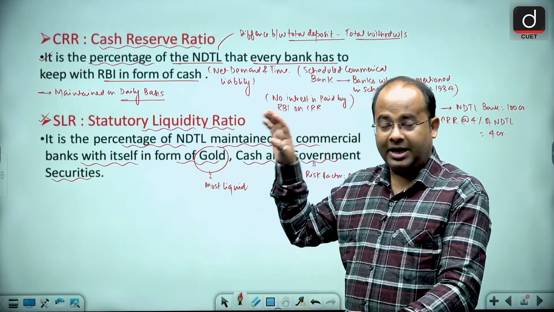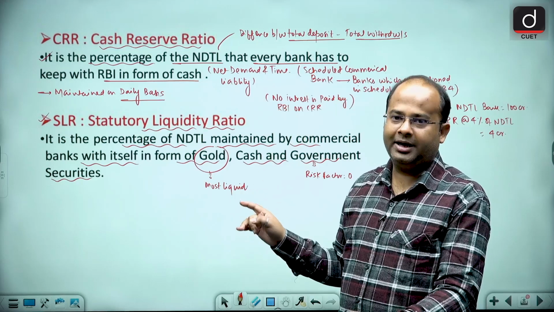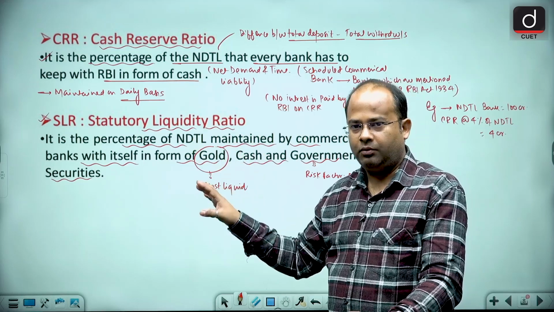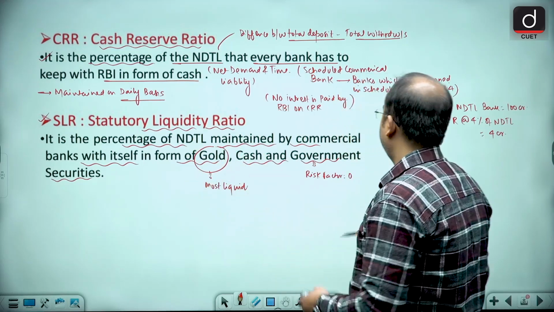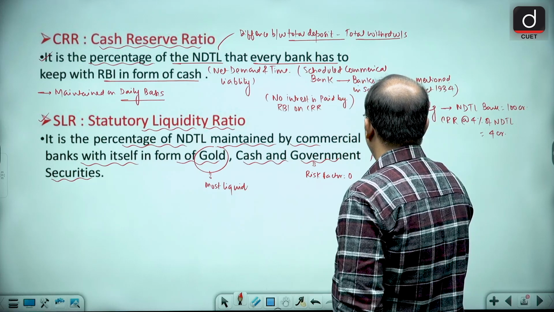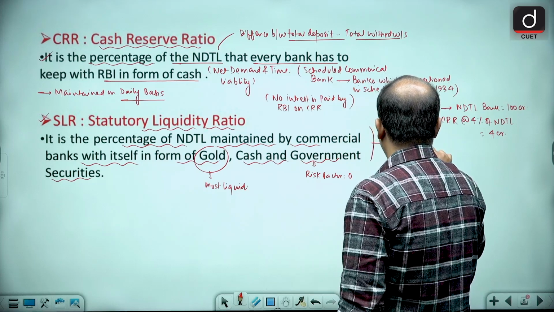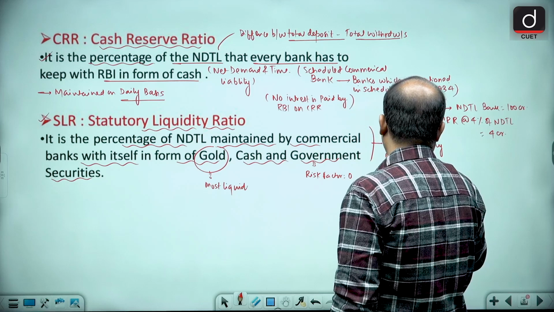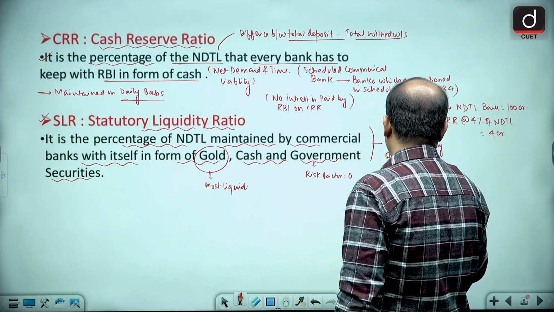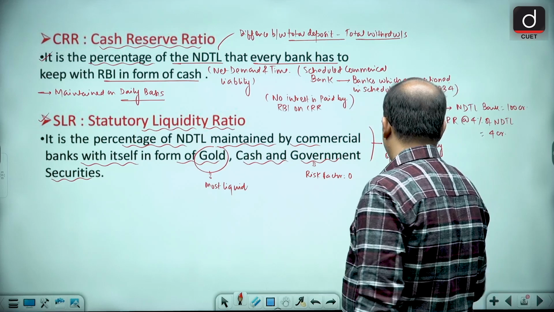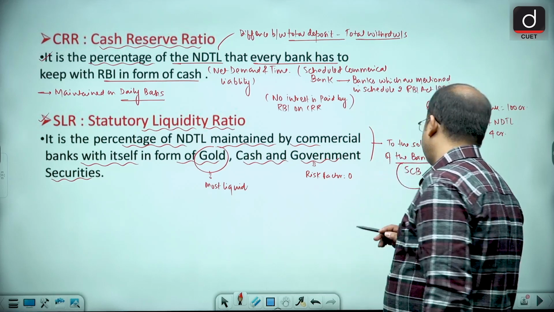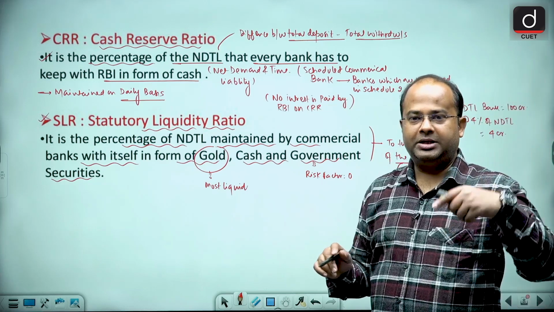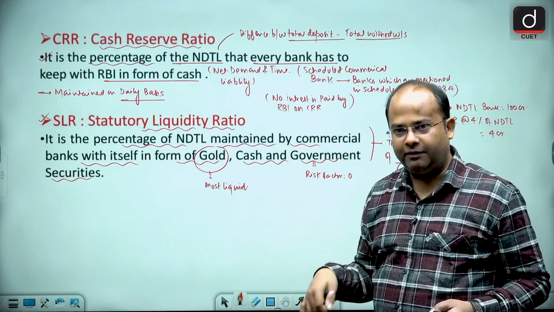So SLR and CRR, it is compulsory to keep CRR and SLR. Why is SLR kept? To show the solvency of the bank. And here bank means scheduled commercial bank. SCB means scheduled commercial bank. So to show the solvency of the bank, CRR and SLR are maintained. CRR is maintained with RBI, SLR is maintained with themselves.